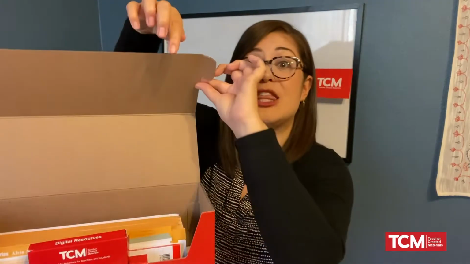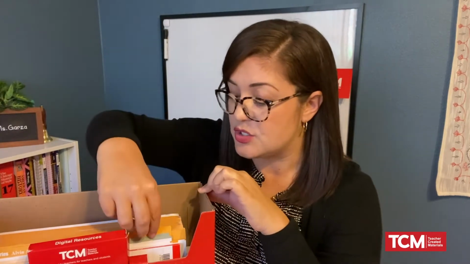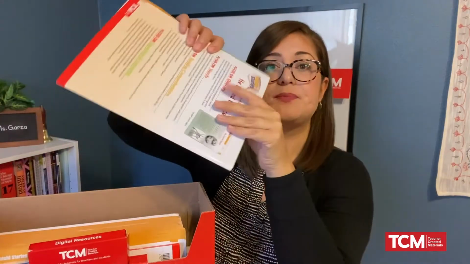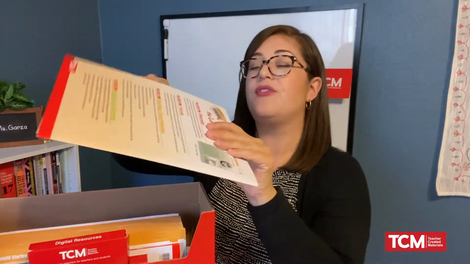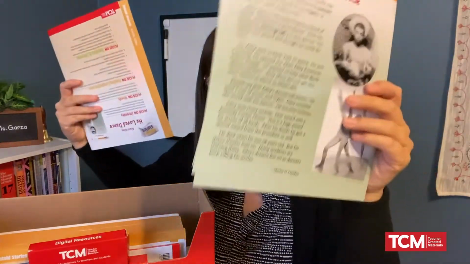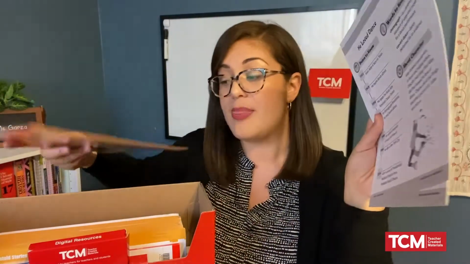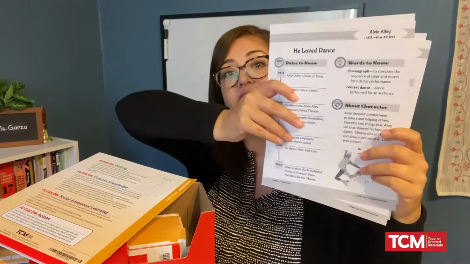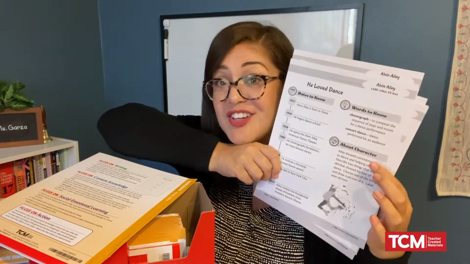So inside the box, there are 25 different text cards. They are full color. They are culturally and linguistically responsive. They are grade level text. They are standards based. So let me pull out a folder here so you can see it. Inside the folder, you will find 6 copies. So again, there are 25 cards, 6 copies of each one. On the back of each card, there is key vocabulary, a timeline of important events, and also character education.